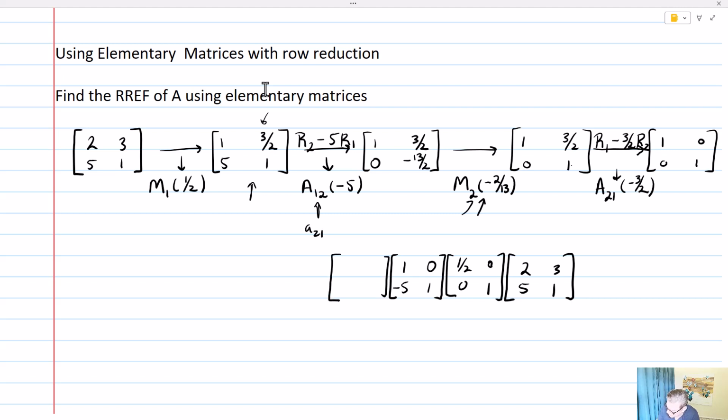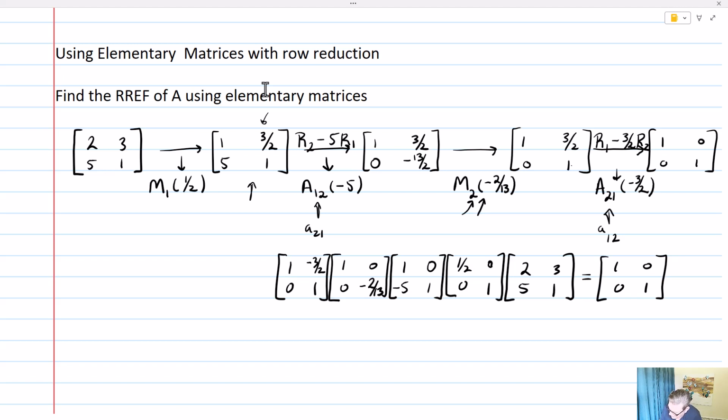Then I'm going to go into multiplying row 2 by -2/13. So this will be 1, 0, 0, -2/13. And finally, our last operation is going to be A12 with -3/2. So remember, we're going to put the -3/2 into A12. So there's the -3/2 right here. We got 1, 0, 0, 1. So this, by the way, will end up equaling 1, 0, 0, 1.